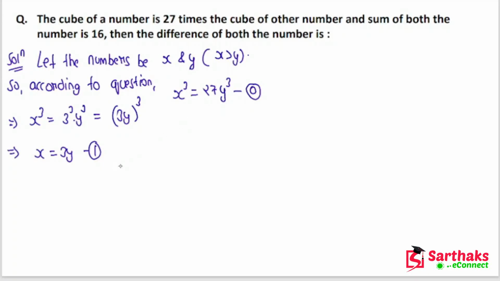So x equals 3y. If you find either x or y, you can use this equation to calculate the other number. Now it says the sum of both the numbers. You should always read the language of the question. It is saying the sum of both the numbers, not the sum of the cubes of the numbers.